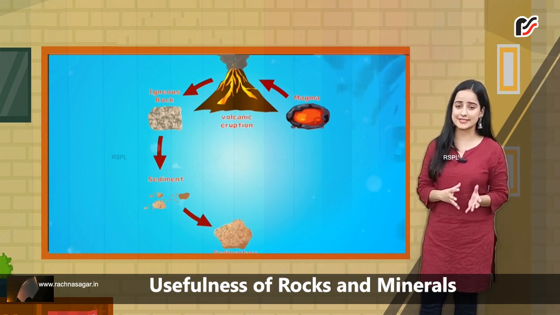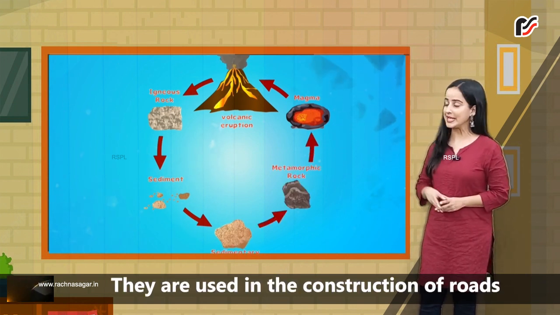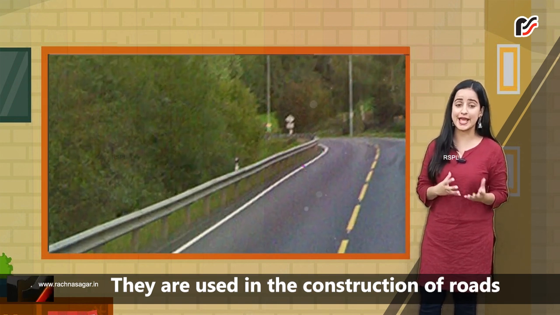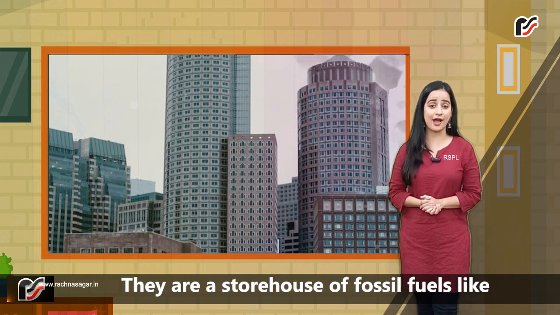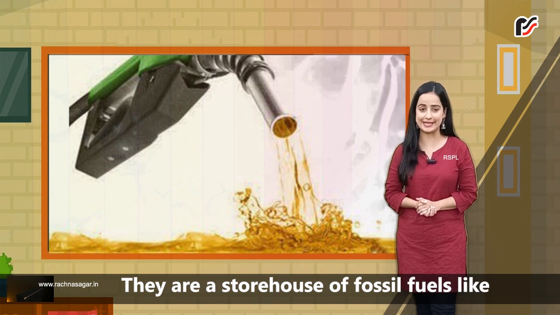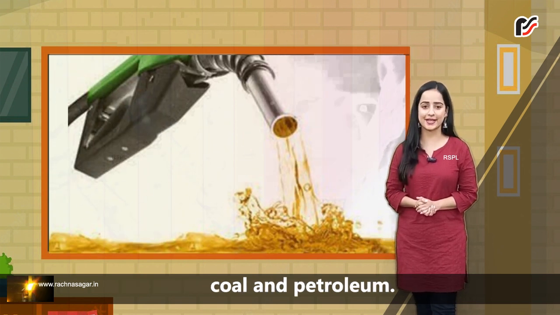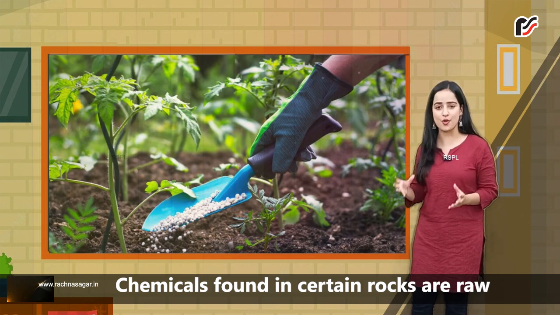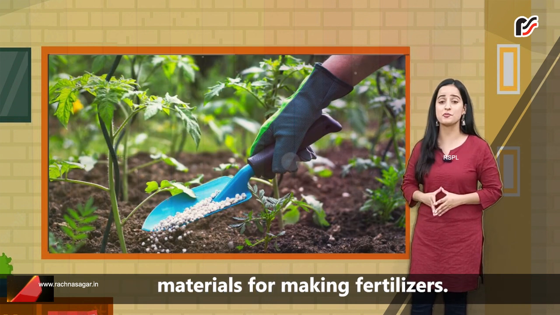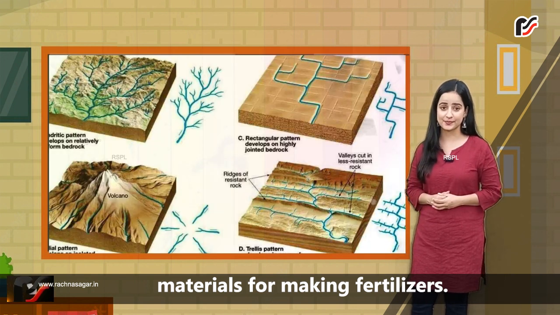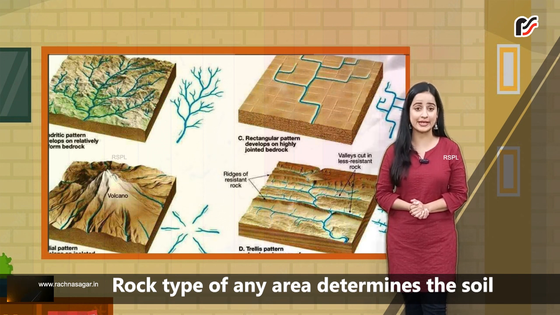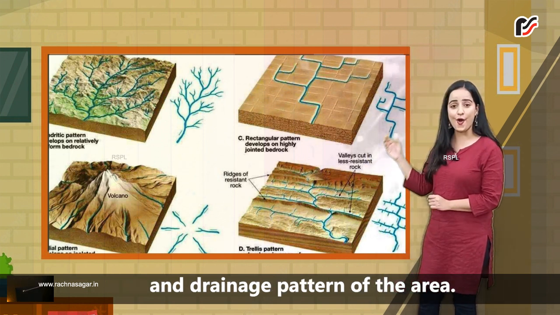Usefulness of rocks and minerals. They are used in the construction of roads and buildings. They are a storehouse of fossil fuels like coal and petroleum. Chemicals found in certain rocks are raw materials for making fertilizers. Rock type of any area determines the soil and drainage pattern of the area.